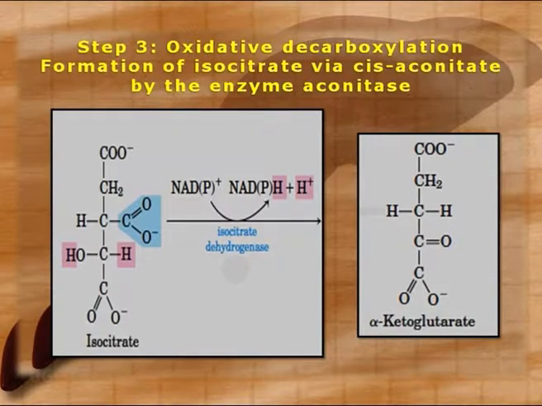The third step of the TCA cycle is again an irreversible reaction, catalyzed by the enzyme isocitrate dehydrogenase. This enzyme converts isocitrate to alpha-ketoglutarate, and the electrons released are trapped by the electron acceptor NAD+ or NADP+. There are two types of isocitrate dehydrogenase. One requires NAD+ as the electron acceptor, the other requires NADP+.